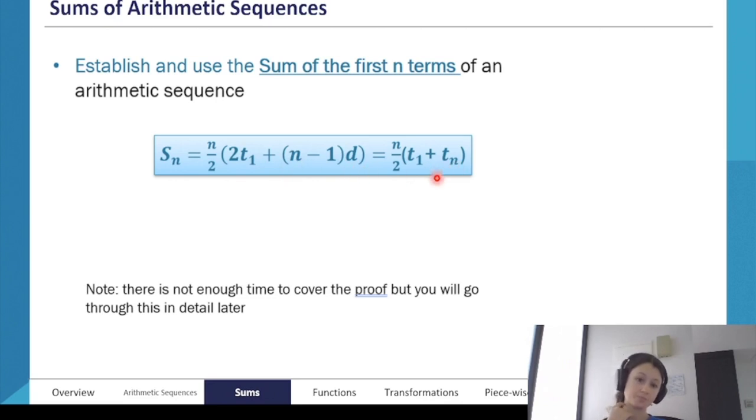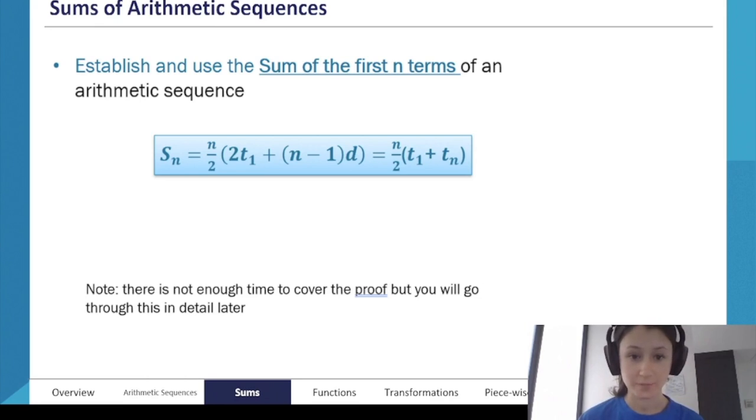So basically, this first part of the equation, sorry, assumes that you don't know what Tn is, but that you know what n and d are. However, in this part, it assumes that you do know what Tn is. So how we get these formulas is we just add the general definition of the arithmetic sequence.